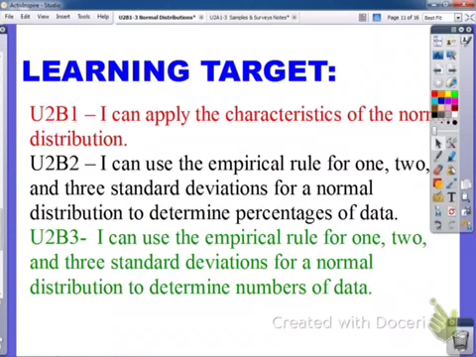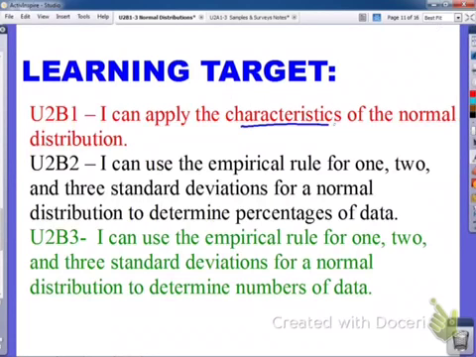Hello, today in this lesson we are finishing up our study of normal distributions. This is part 3. So we've looked at the characteristics, we've looked at the empirical rule and using that to determine percentages of data.